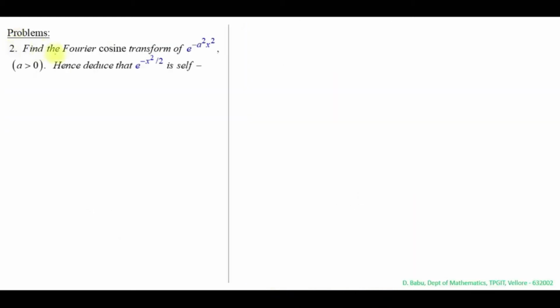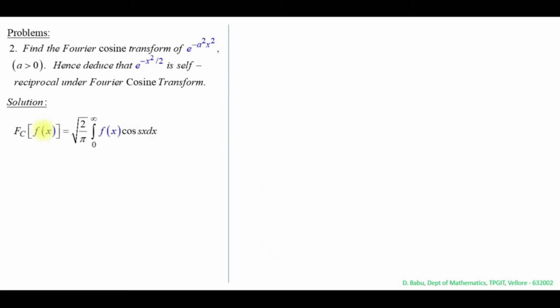Problem number 2. Find the Fourier cosine transform of e power minus a square x square, where a is greater than 0. Hence, deduce that e power minus x square by 2 is self-reciprocal under Fourier cosine transform. So what is the difference between the first problem and the second problem? In the first problem they are asking Fourier transform, whereas in the second problem they are asking Fourier cosine transform.